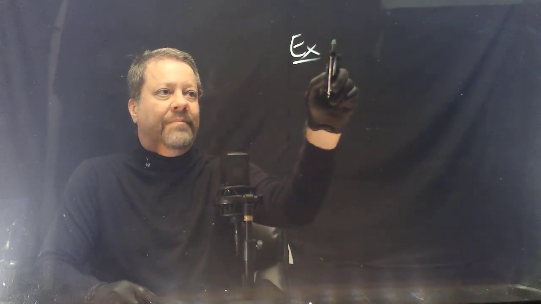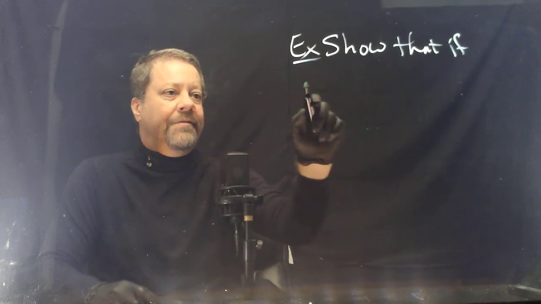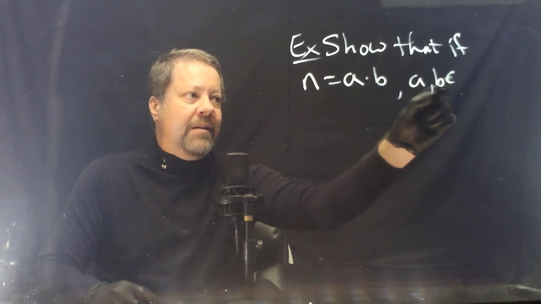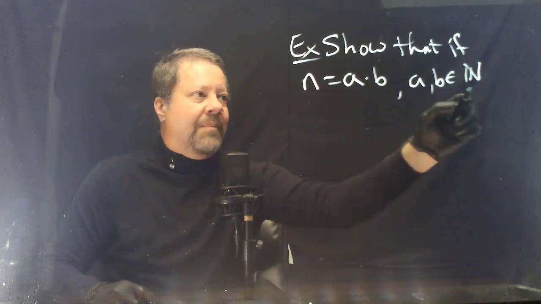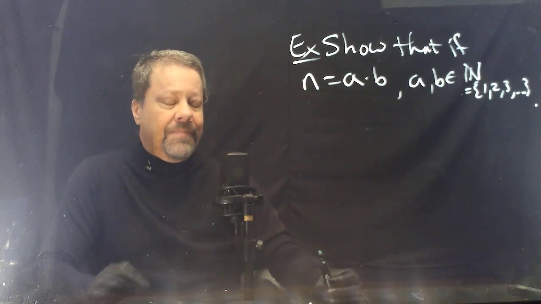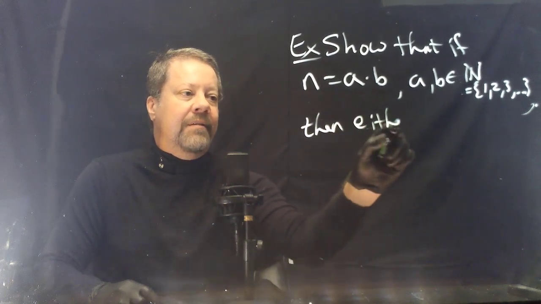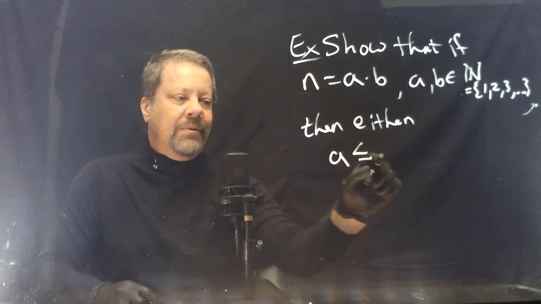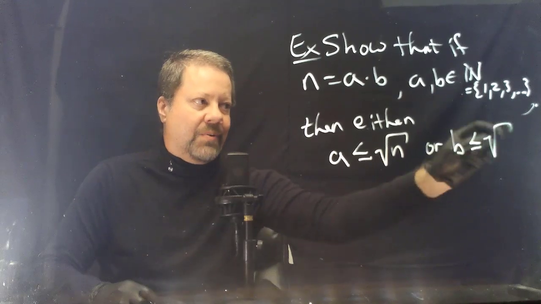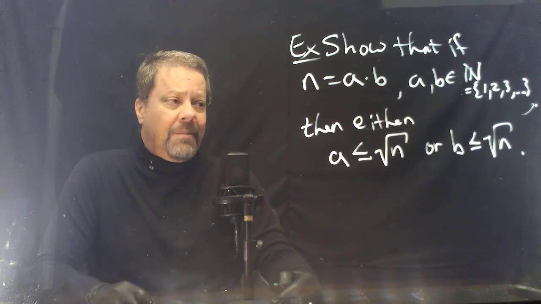Here's another example. Show that if n is equal to a times b, where a and b are natural numbers, remember that's the set 1, 2, 3, and so on in this course, then either a is less than or equal to the square root of n, or b is less than or equal to the square root of n. So let's try a proof by contraposition here.